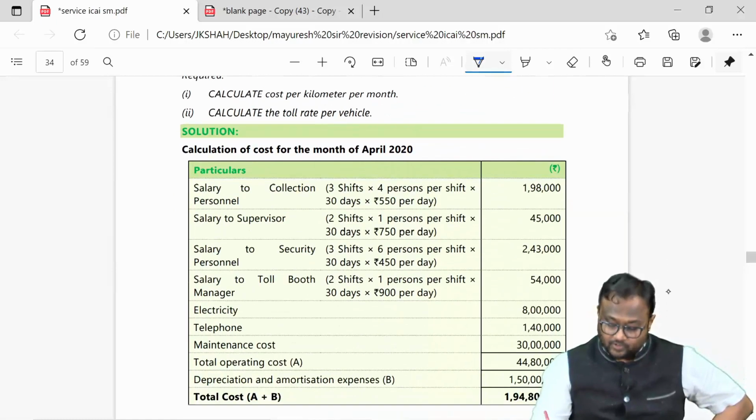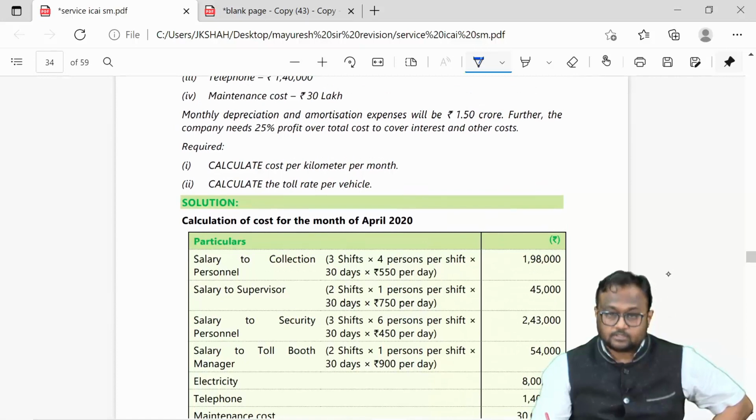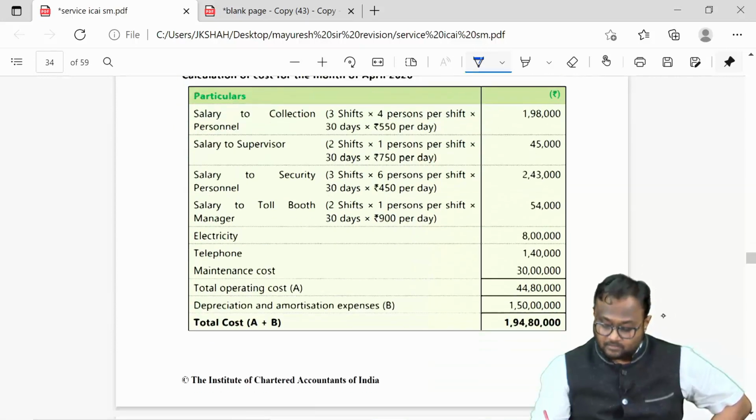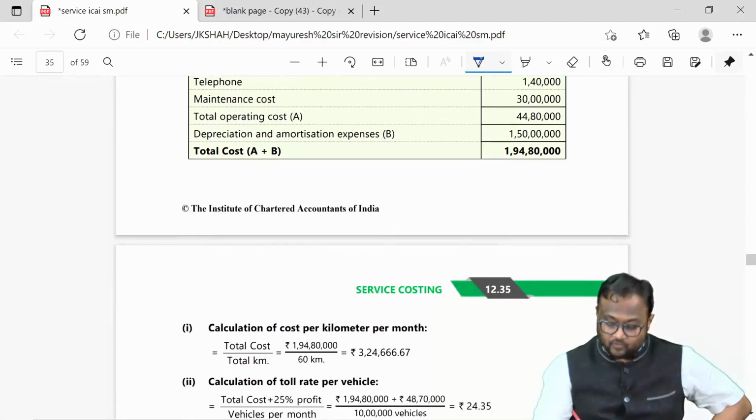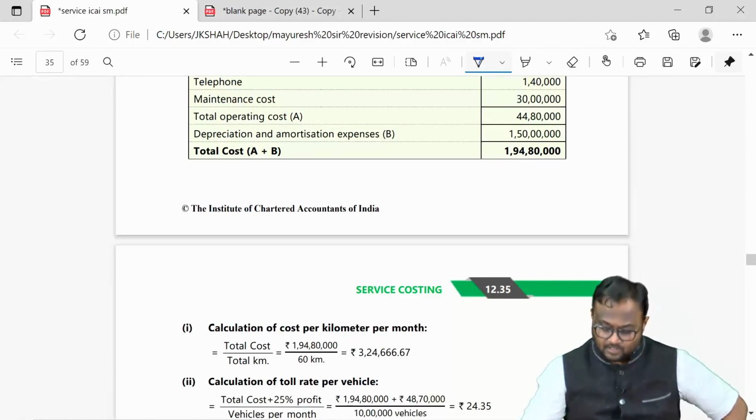You have the cost structure with you. They have asked us to calculate cost per kilometer. How many kilometers will be run? 1 crore 94 lakh 80,000 divided by 60 kilometers. The cost is 3,24,666.67 per kilometer. They asked, we gave it.